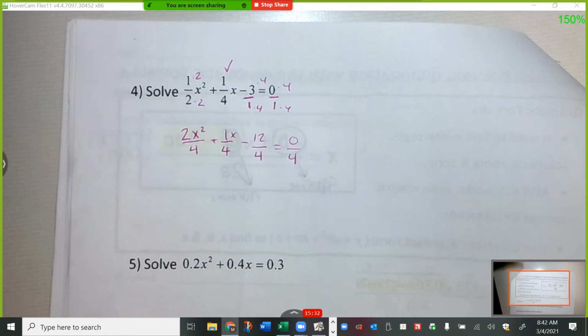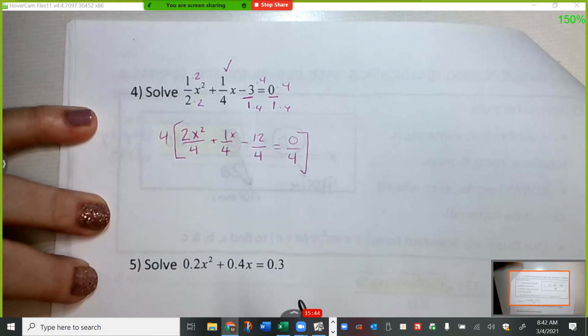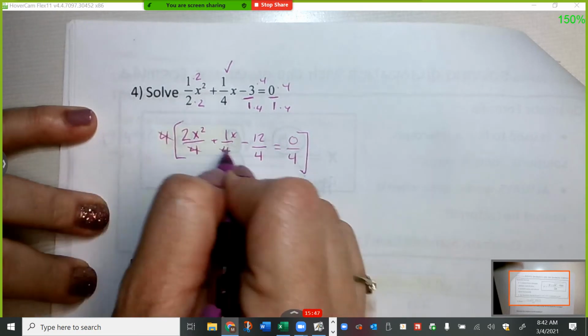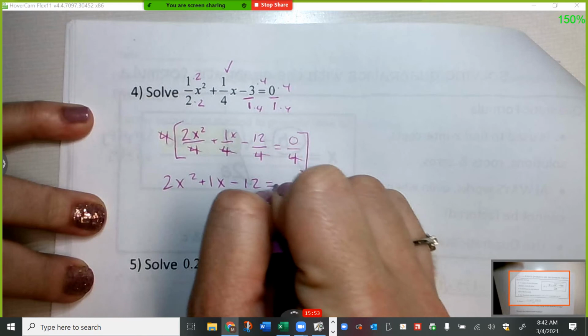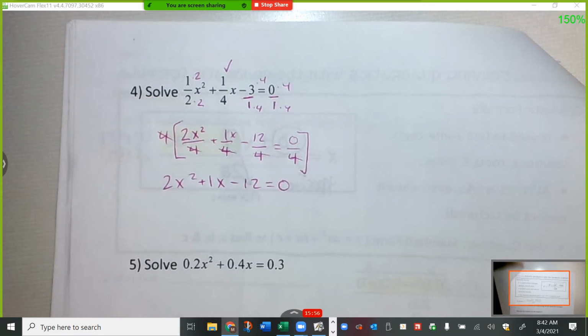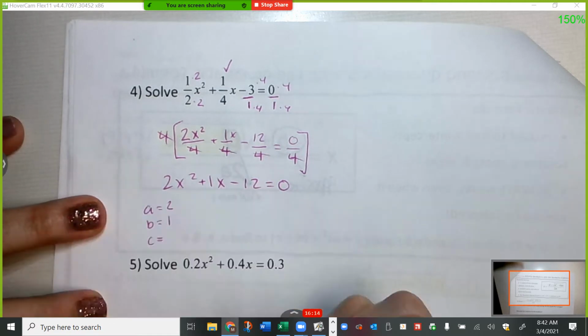Now, when your denominators match, remember, you can multiply the whole thing by 4, and what cancels division? So you end up with 2x squared plus 1x minus 12 equals 0. Now, is that something we can plug into the quadratic formula? Yes. Okay, so what would your A, B, and C be? 2, 1, and negative 12.